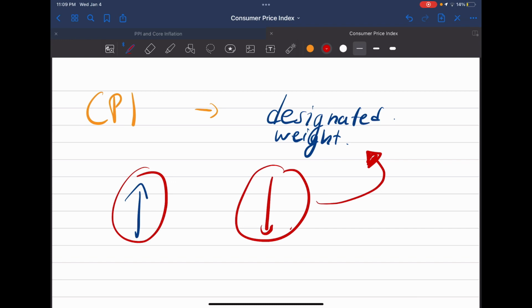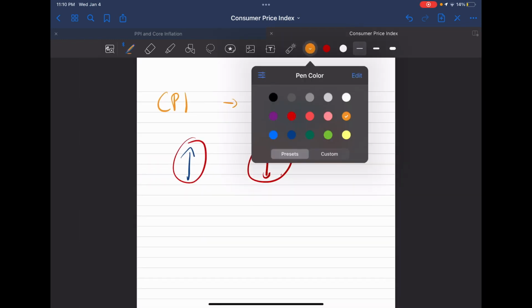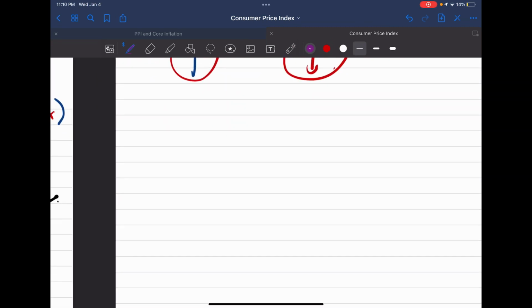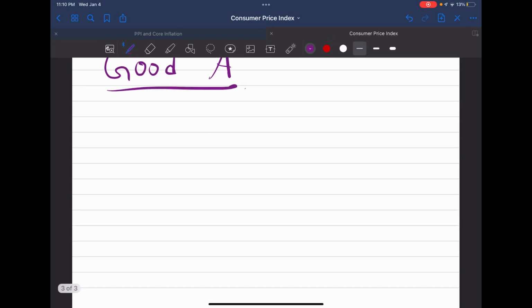Now let's consider a hypothetical economy. In that economy, let's say it is only producing good A. Good A could be anything, but let's just put it as good A. So how do we calculate the CPI here?